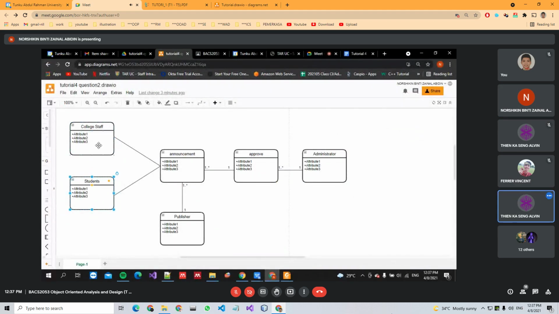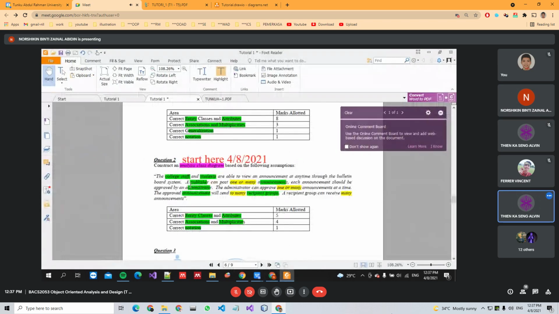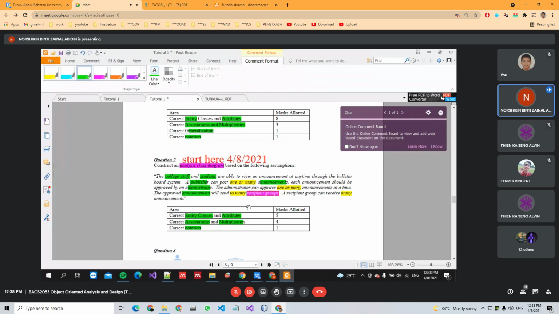Okay, but wait, let me think. So you want to replace the recipient group with these two. So recipient group is staff and student. But wait, I take back what I said. But Alvin, how do you know that the recipient group is the college staff or student? The recipient group is not necessarily only student and college staff. I understand what you are trying to do, but if I agree with your statement just now, how do you know that this college staff and student is under this recipient group, based on what assumption?